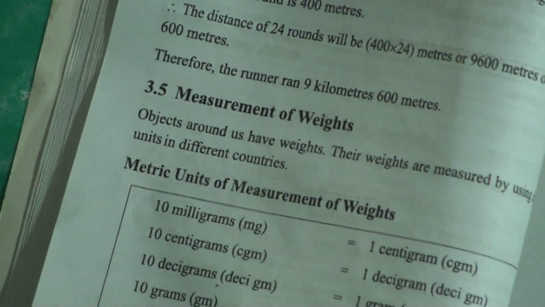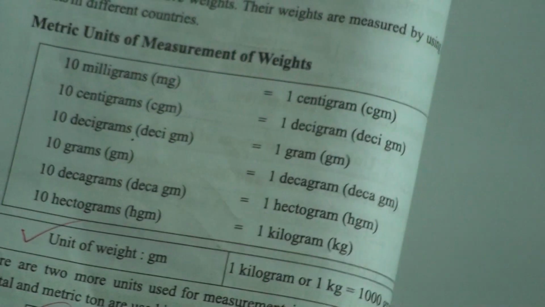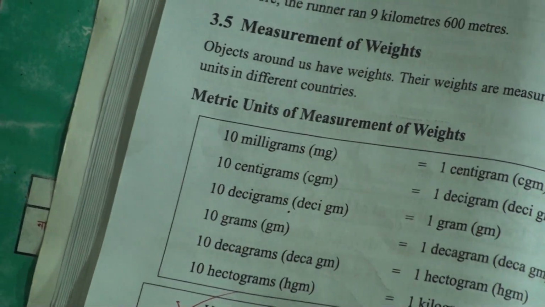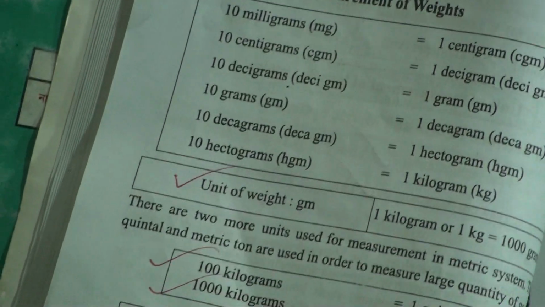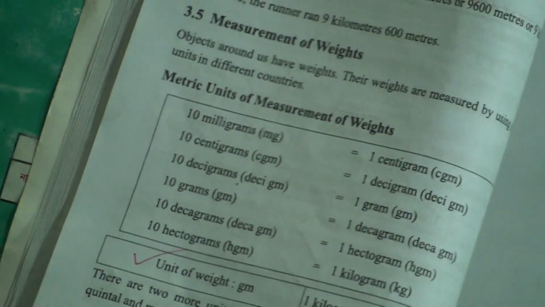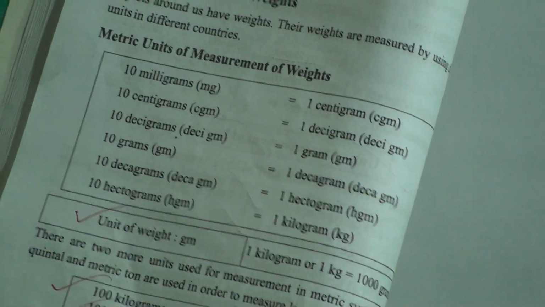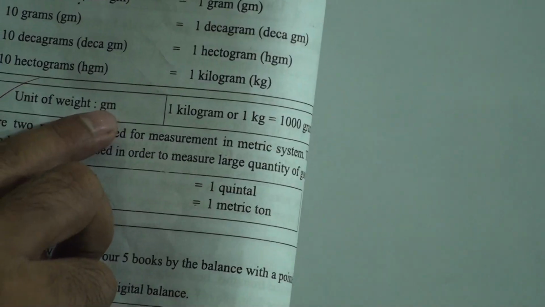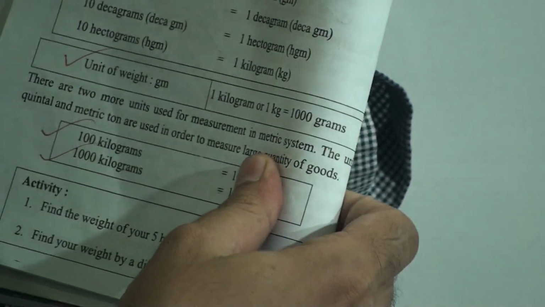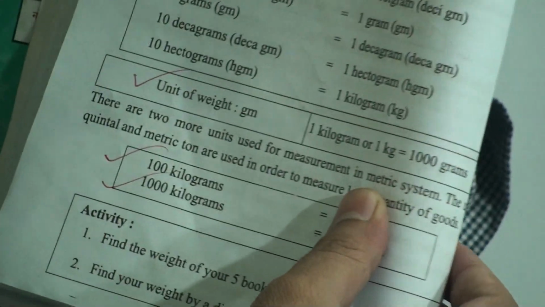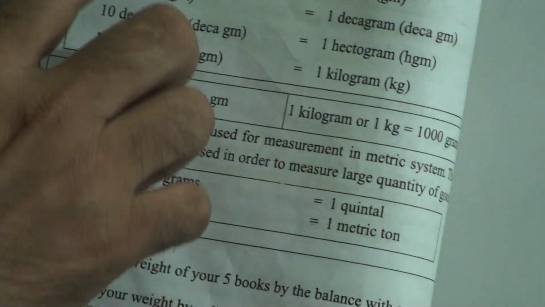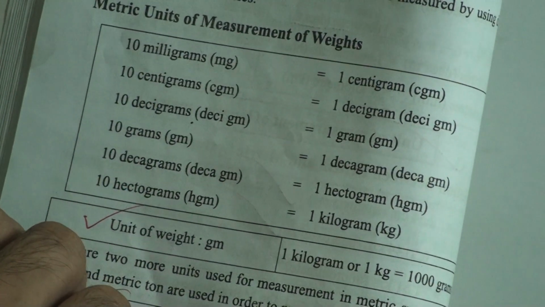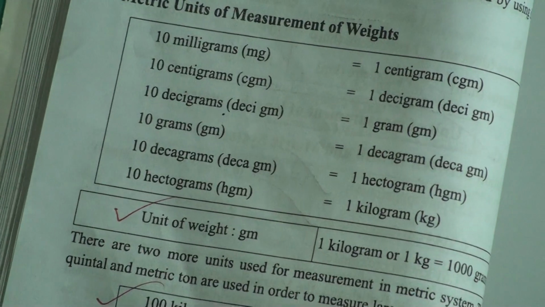When we will measure the weight of any item, we have to use some weights. Suppose the smallest weight is milligram. In this case, you need to remember that main unit or basic unit of measuring weight is gram. Here I have written unit of weight is gram. Okay, then the larger unit is kilogram, means kg. In short, we can say kg. So you will see here this unit: milligram, centigram, decigram, gram, decagram, hectogram, and then kilogram.